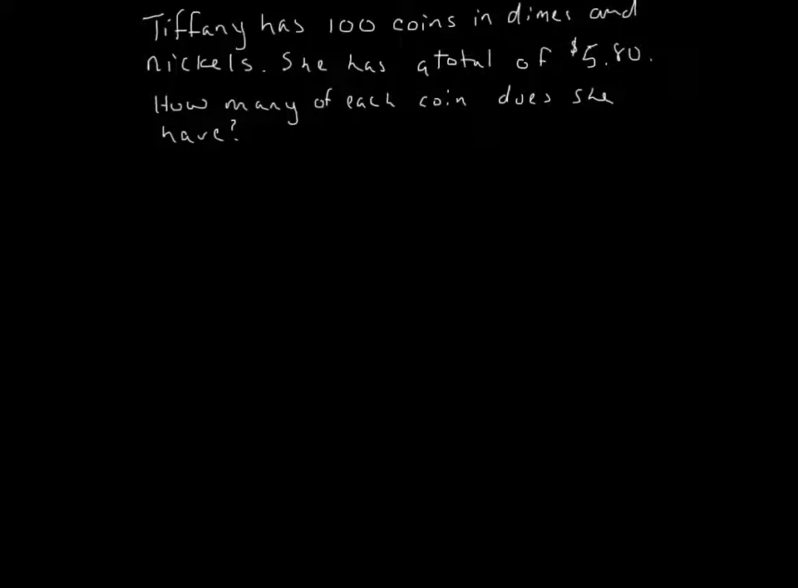And so she's got dimes and nickels, so I'm going to pick D for dimes and N for nickels, and it doesn't really matter which letter you pick. So if you wanted to use X and Y, that's fine. Okay, so she's got 100 coins in dimes and nickels. So we're going to do D plus N equals 100. Okay, and then it says she has a total of $5.80.